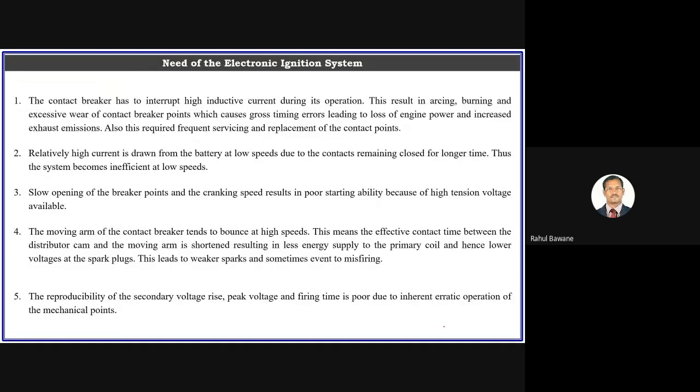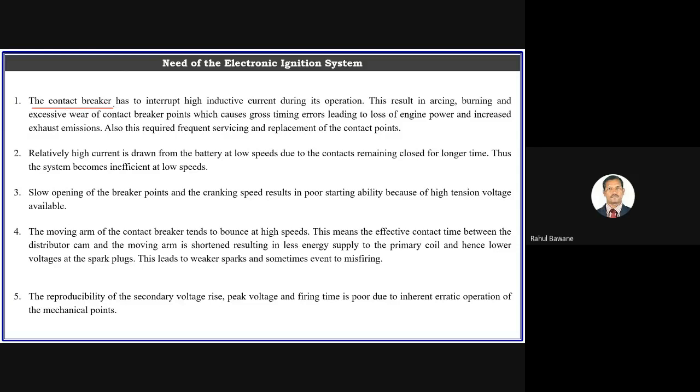Now we will see the next generation, which is an electronic system, that is, the electronic ignition system. So what is the need to go for an electronic ignition system? The first need is the contact breaker point. This is a mechanical part. Whenever the contact closes and opens, sparking is produced, and that sparking eats out the material of the contact. So it requires replacement of the contact breaker point at regular intervals.